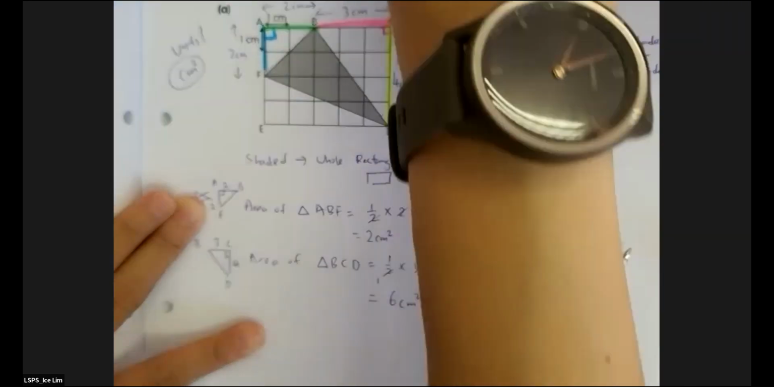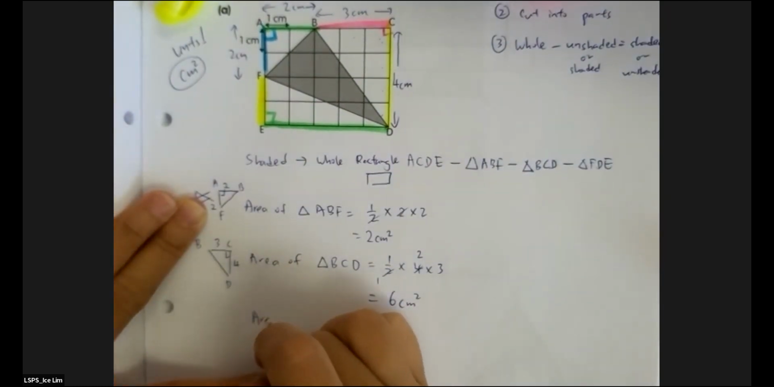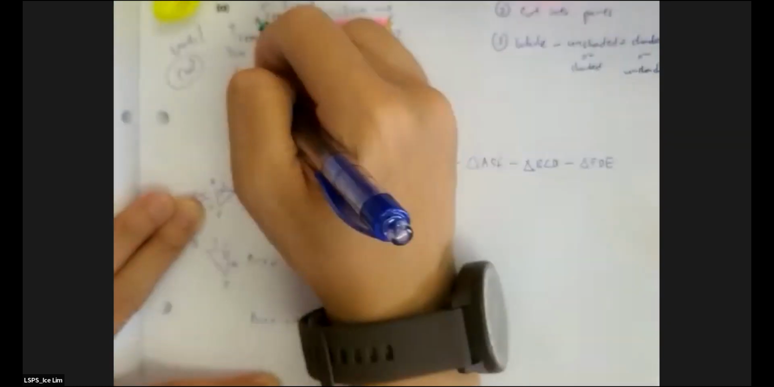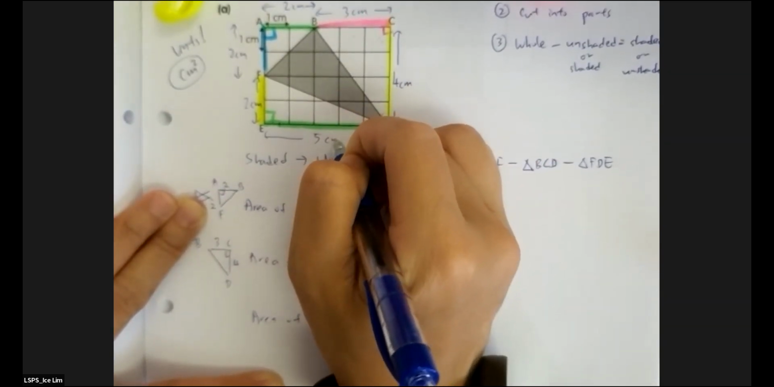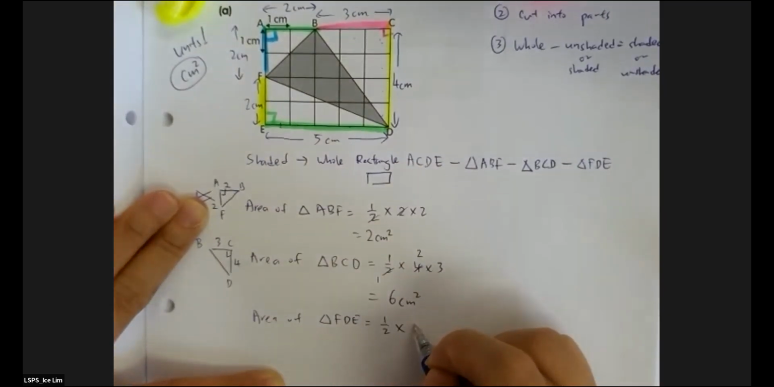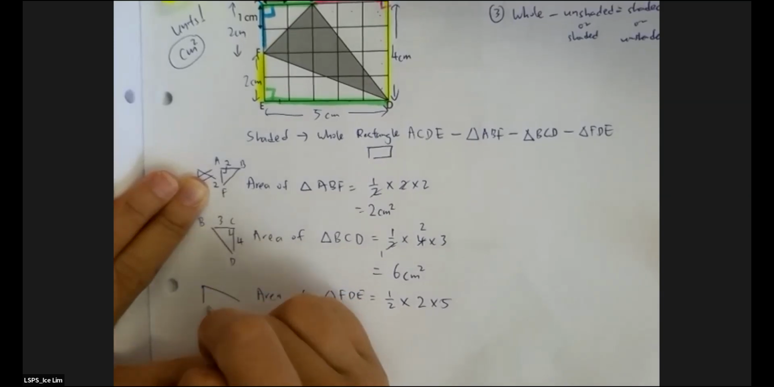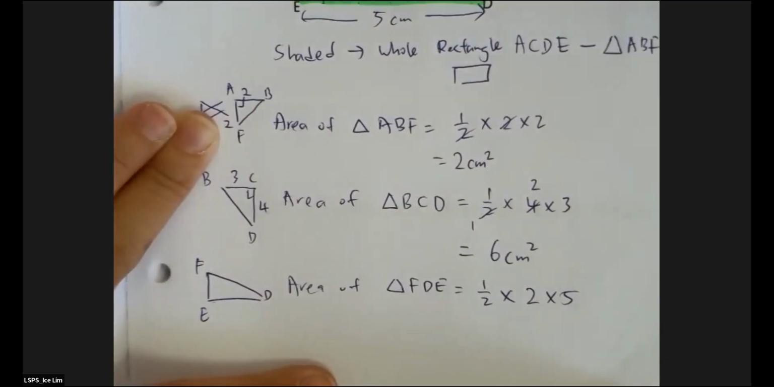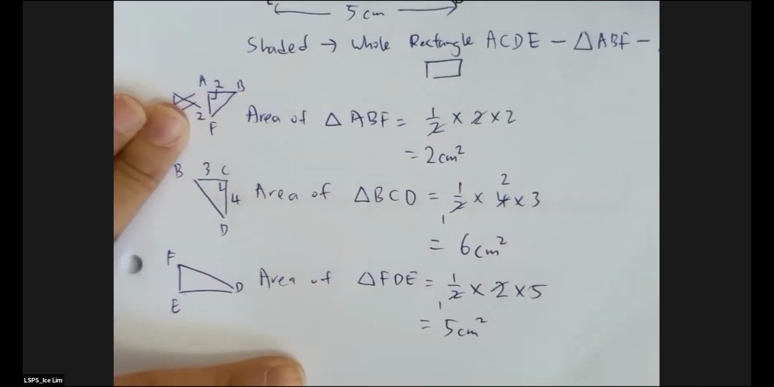Then I find the last triangle. Find the right angle. There is area of triangle FDE. That's half times 2 centimeter by 1, 2, 3, 4, 5. 5 centimeters. This triangle we're talking about is this one at the bottom, triangle FDE. Triangle FDE is half times 2 times 5. Cancel this, 5 square centimeters.